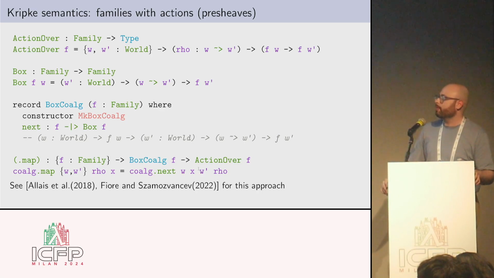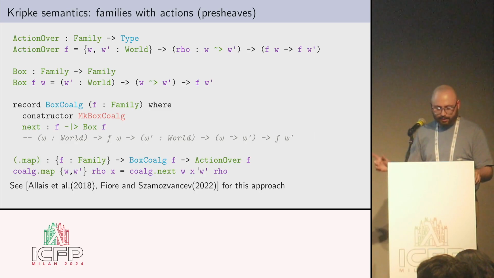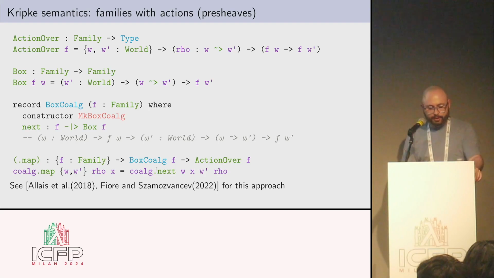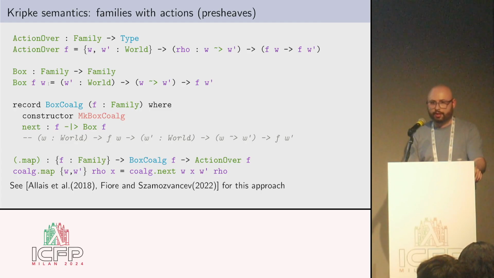But the way that we actually implement this in Idris code is we're not going to use action over directly. We're going to use a different approach by Allais et al. and Fiore and Szamozvancev using box coalgebras. So what's a box coalgebra? The first thing we need to do is define a type Box, which takes a family F and gives us back another family. So what is Box F at world W? Box F at world W is a family: when given world W prime, it asks for a map from W to W prime and gives us back something of family F in world W prime.